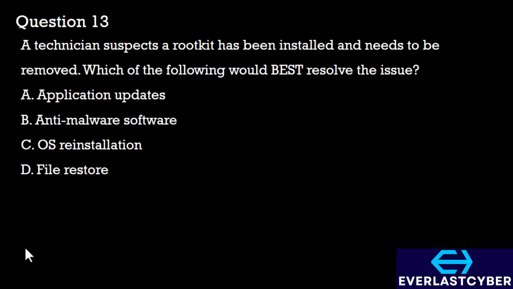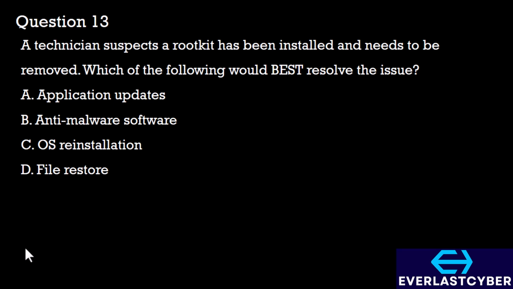Option A, application updates, is less likely to remove a rootkit because it infects the operating system at a deeper level. Option B, the anti-malware software, can detect and remove many types of malware. However, rootkits are designed to evade detection and removal. Some anti-rootkit tools may help, but a complete installation of the OS is more reliable.